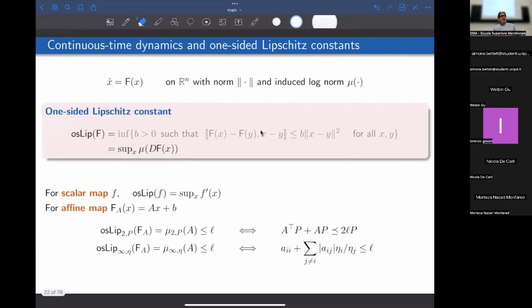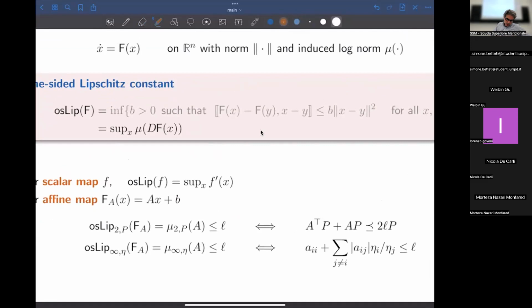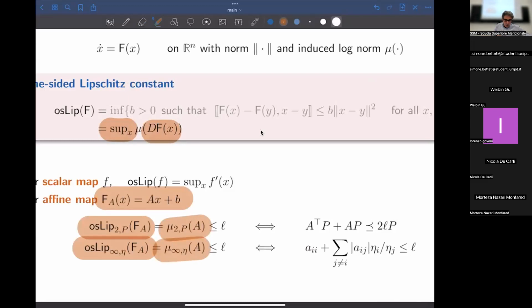What if I were dealing with an affine map? What would things look like? Okay, I have F_A(x), which is Ax plus b, where b is a vector; b plays no role. The one-sided Lipschitz constant with respect to the 2-norm, or the one-sided Lipschitz constant with respect to the infinity norm, what are they? Well, according to this definition, I should take the Jacobian, but the Jacobian is just going to be the matrix A. And I should take the supremum over x, but the Jacobian does not depend on x, so it's the same object. That's just equal to the log norm of A.